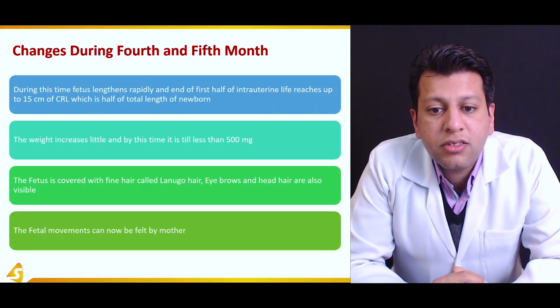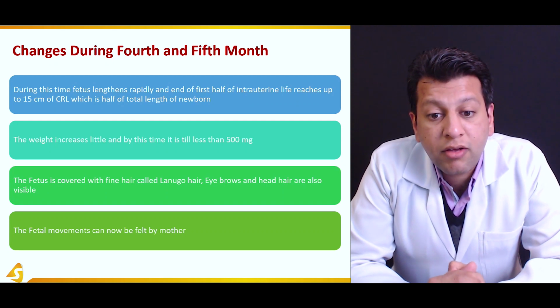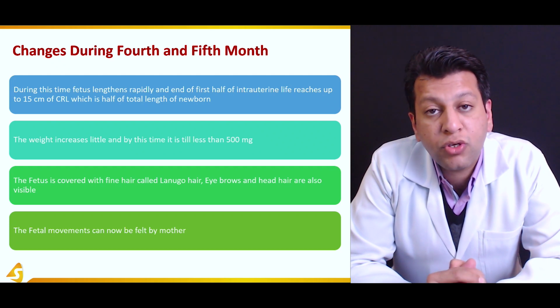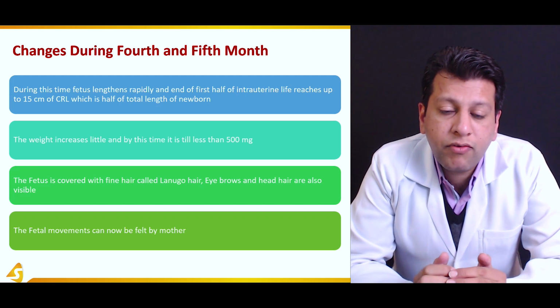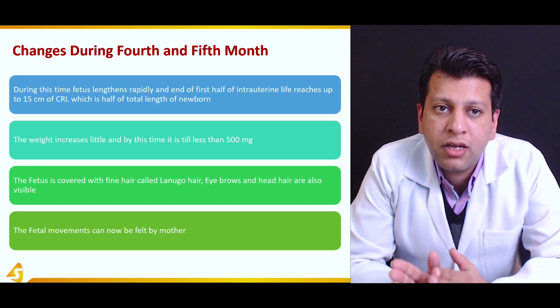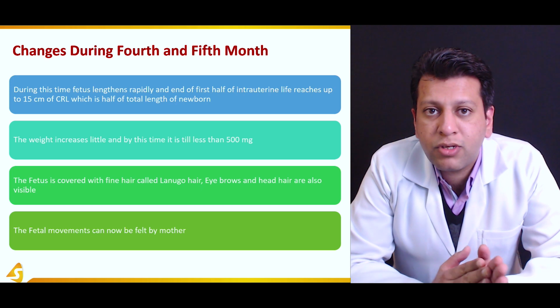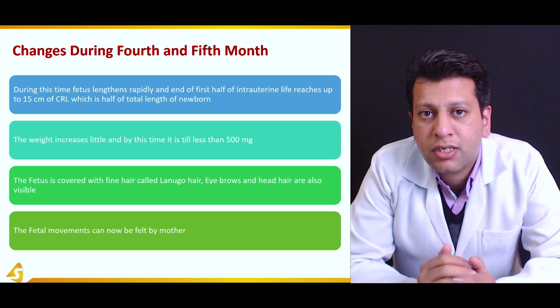So what are the changes during the fourth and the fifth month? During this time the fetus lengthens rapidly, and at the end of the first half of the intrauterine life reaches up to 15 centimeters of crown rump length, which is half the total length of the newborn. On average, as I told you, if you see the crown rump length, there will be a linear increase. It will be increasing gradually, and there will be no lag period, where for some time there is a very small increase and then a sudden increase.